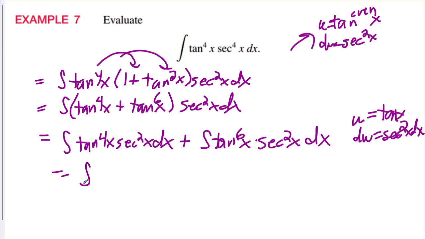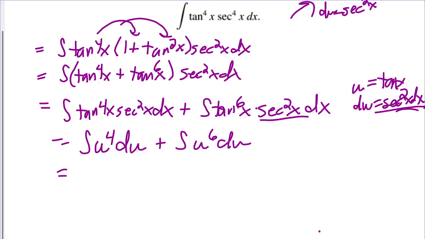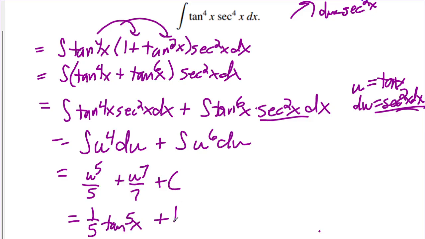So the integral of tangent to the 4th of x turns into u to the 4th, and secant squared of x dx turns into du, plus our integral. Now we get u to the 6th power, and our secant squared of x again turns into du. Now we can integrate using regular integration rules. So that would be u to the 5th over 5 plus u to the 7th over 7 plus c. Plugging back in our original u of tangent gives us 1/5 tangent to the 5th of x plus 1/7 tangent of x to the 7th power. And again, don't forget your plus c.